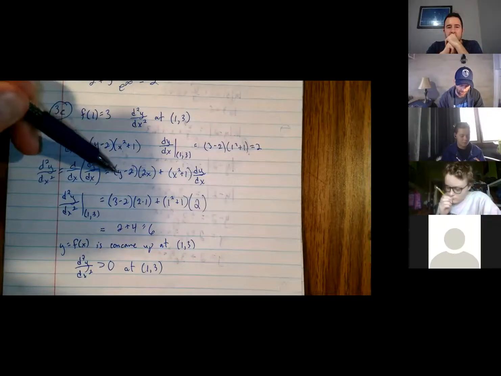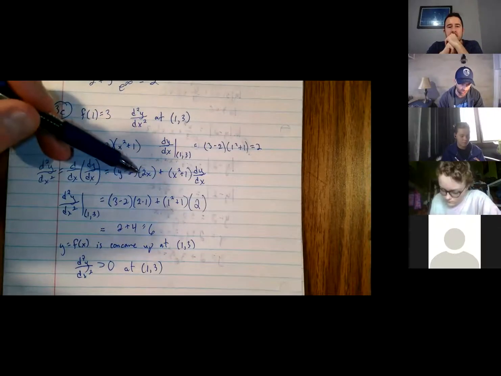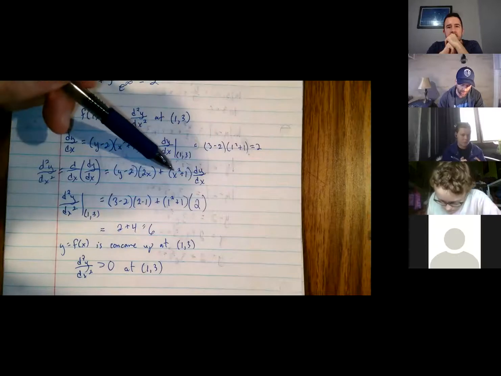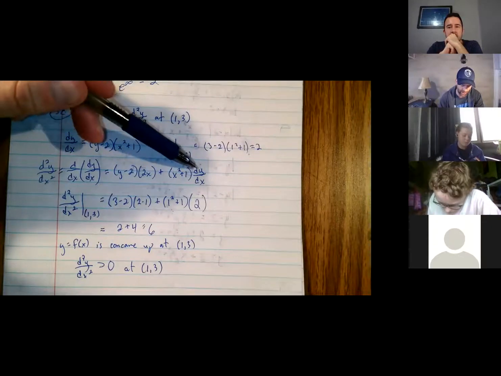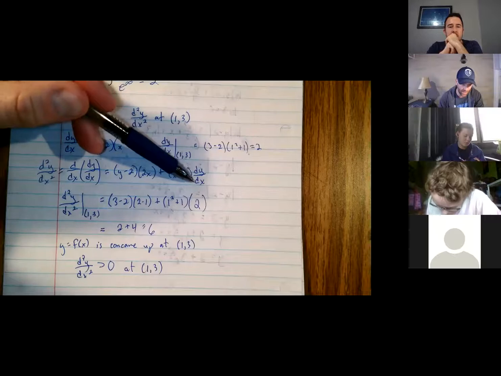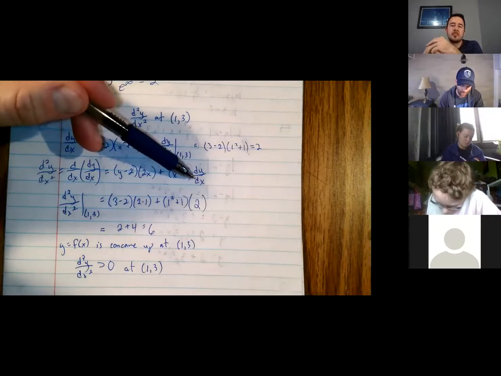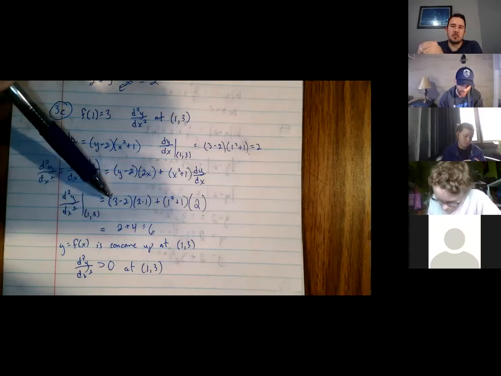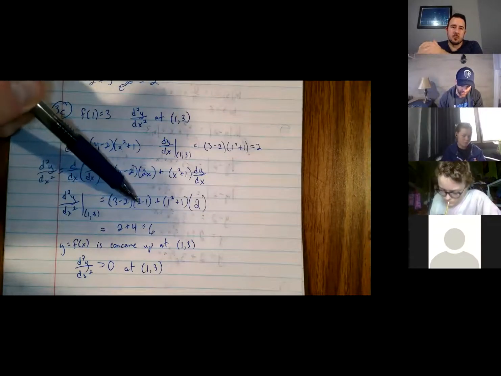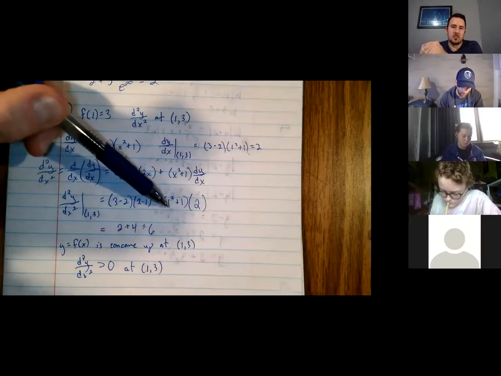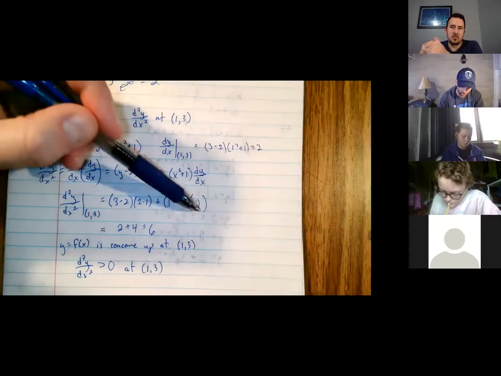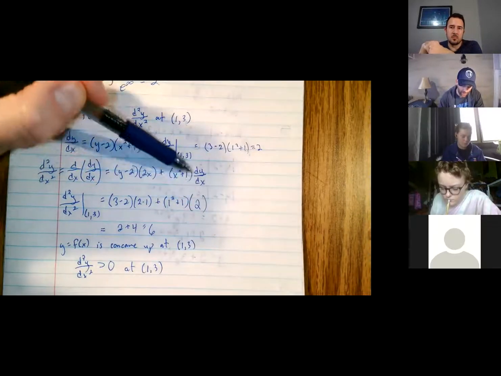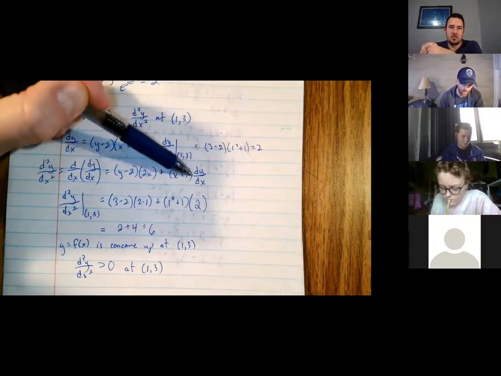So I take y minus 2 times the derivative of x squared plus 1, which is 2x, plus x squared plus 1 times the derivative of y, remember, which is dy dx. Okay, and so now I want to plug in 1 and 3. 1 for x, 3 for y. So I get 3 minus 2 times 2 times 1, plus 1 squared plus 1 times, where does this 2 come from? Remember, it's the value of dy dx at 1, 3.